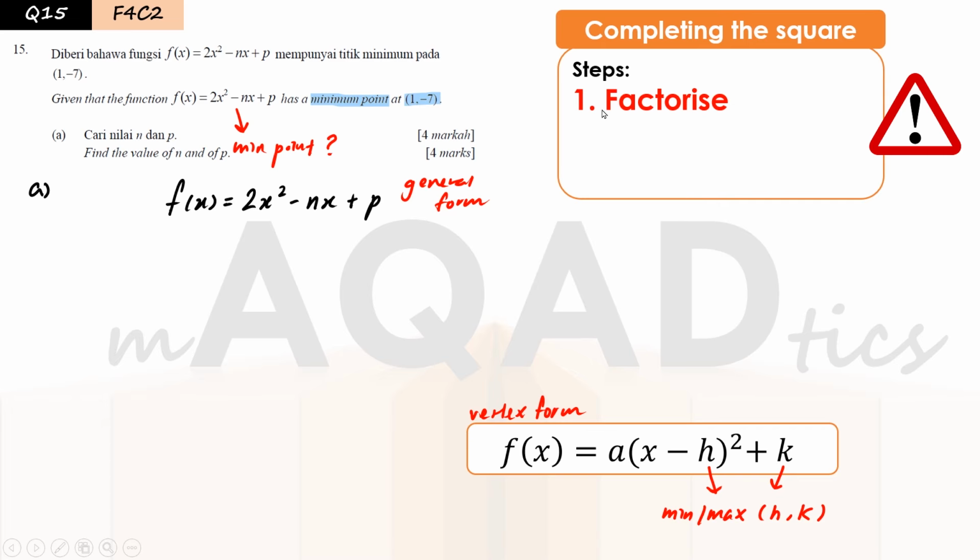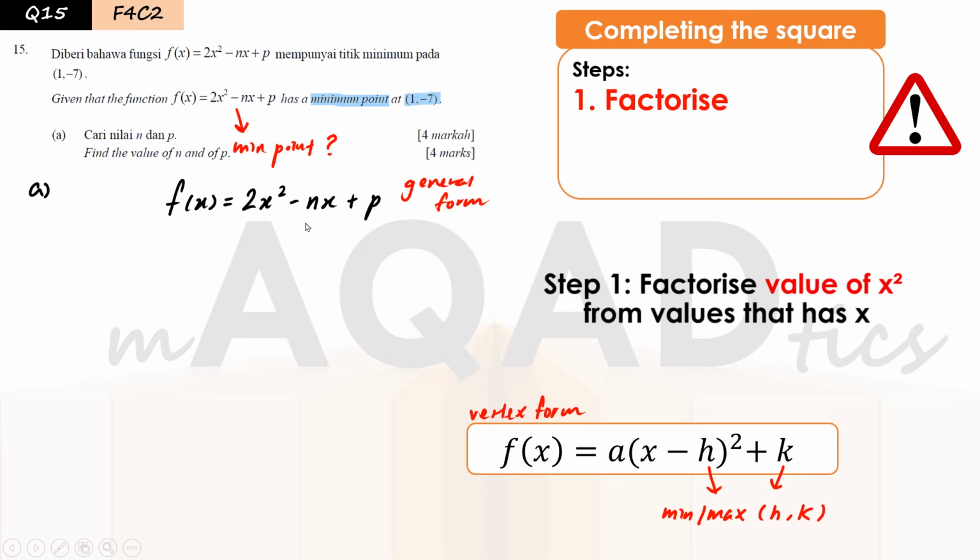Right, so the first step is to factorize. So what do we factorize? Alright, so for the values that have x, which is these two, I am going to factorize these two values according to the value of x squared, which is 2. So it means I am going to take out 2, the value 2, from these two values that have x. Okay, so it will be something like this.